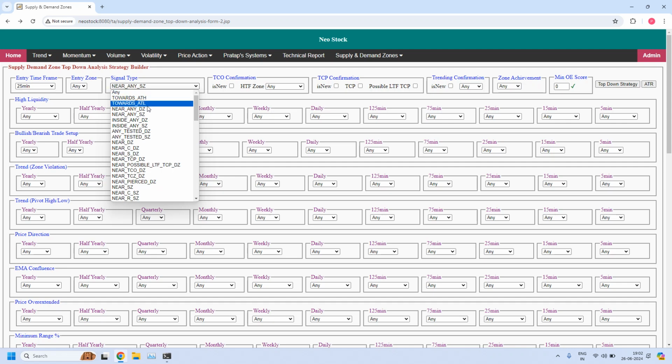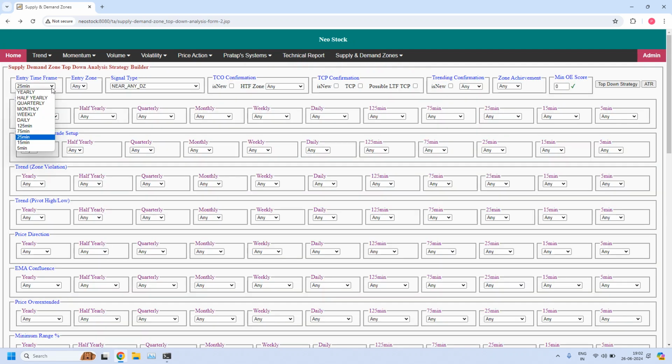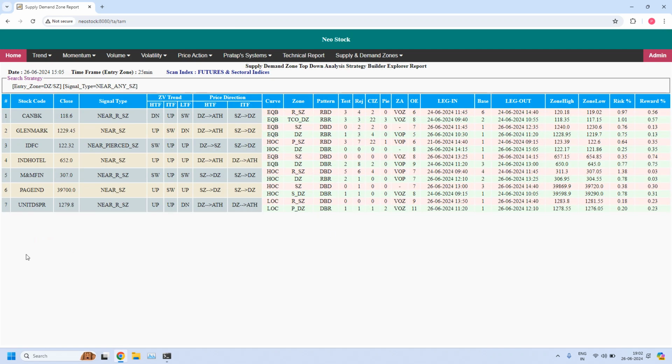Let us find the stocks near the 25 minutes demand zone. 9 stocks are filtered. Next report, 25 minutes time frame. Let us find the stocks near the 25 minutes supply zone. 7 stocks are filtered.